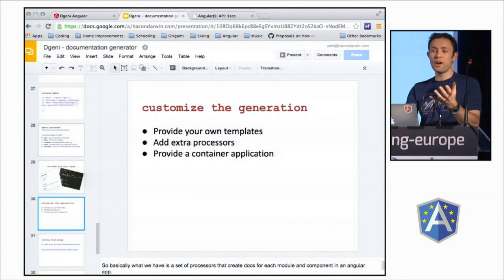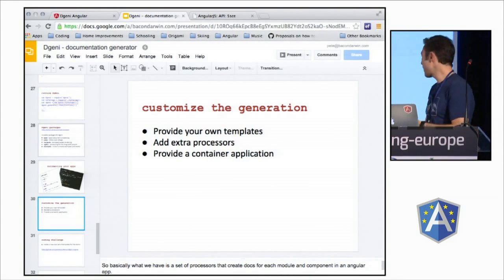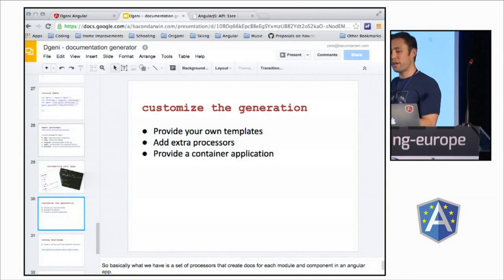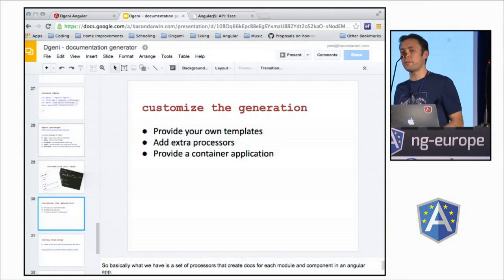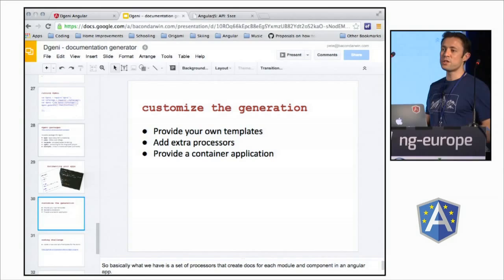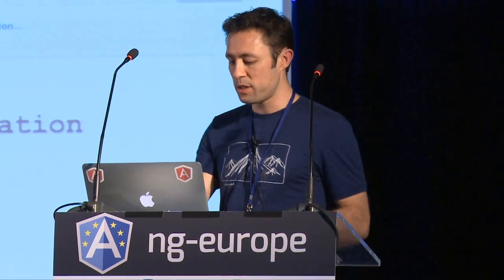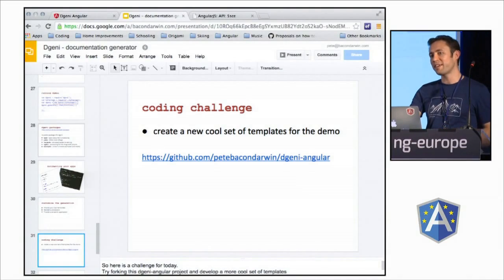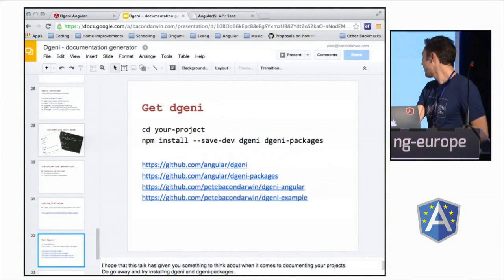So you can go away and code, you can add new processors, you can add your own templates. Many of the applications that use Dgeni provide a container application, which is maybe an Angular app, which then uses the output from Dgeni. So go away, create a nice set of templates, send them to me, and I'll be your friend forever.